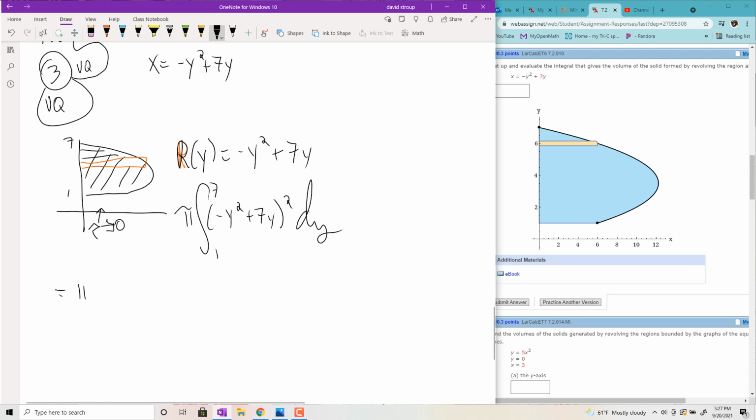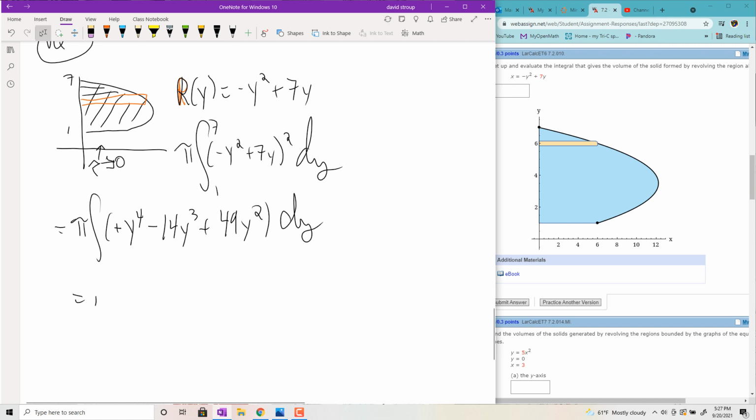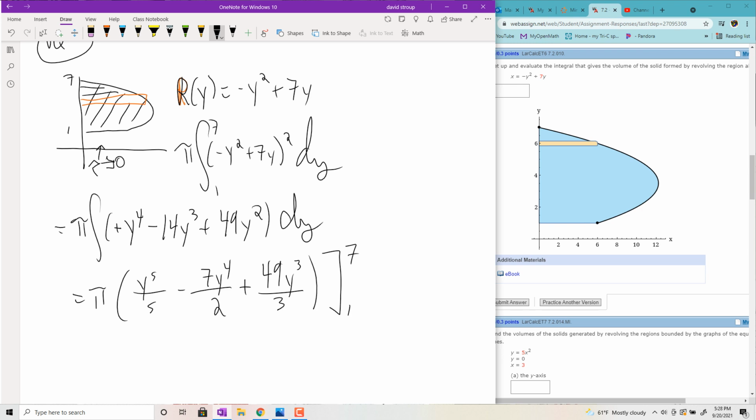So pi times the integral of negative y to the 4th minus 14y cubed plus 49y squared. This should be positive. Why do I keep doing that? Dy, negative times a negative is positive. Power rule it. So you get y to the 5th over 5 minus 14y to the 4th over 4, or if you'd rather, 7y to the 4th over 2. Plus 49y cubed over 3. They're not being nice, are they? Not giving us nice numbers like that. That's kind of mean.